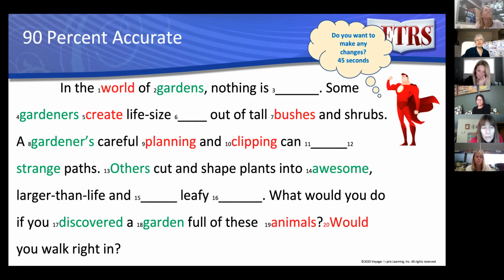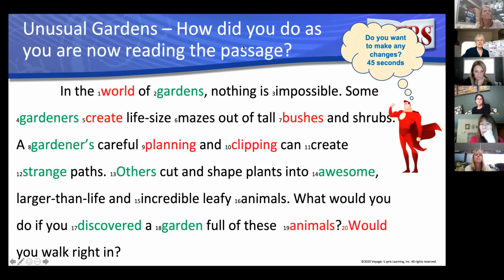We're at 90%. We're getting close to being independent readers, right? What happens if I tell you this is the title, Unusual Gardens? Go ahead and read the passage now.